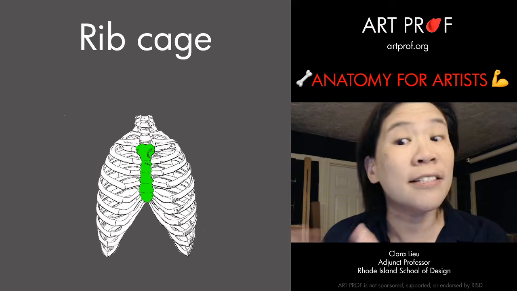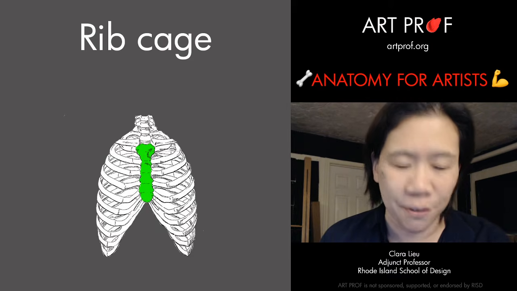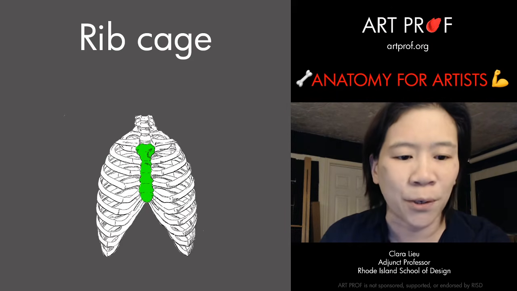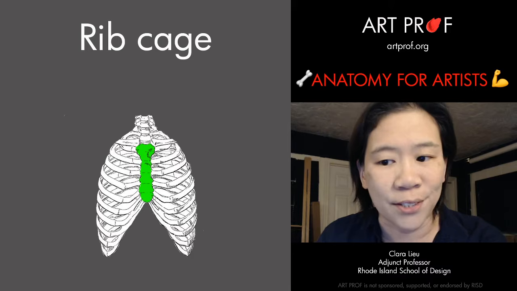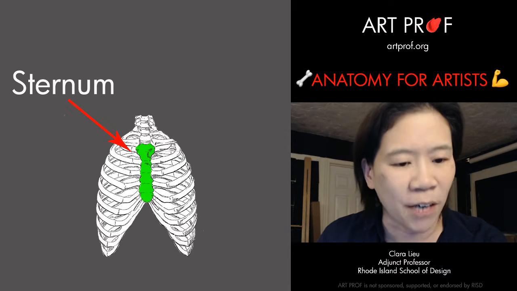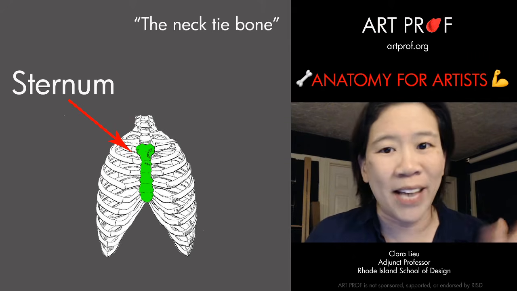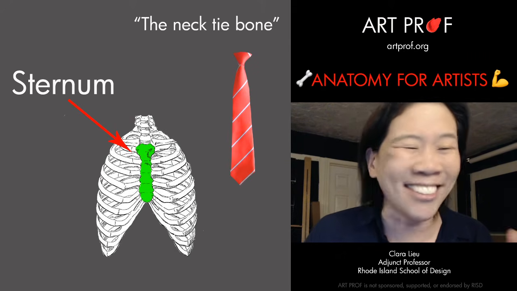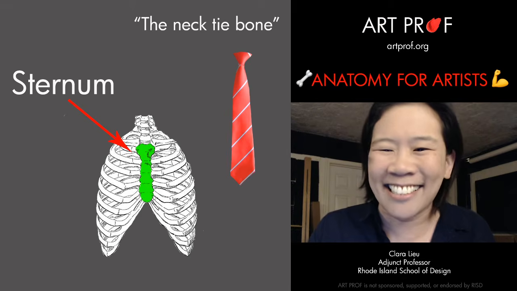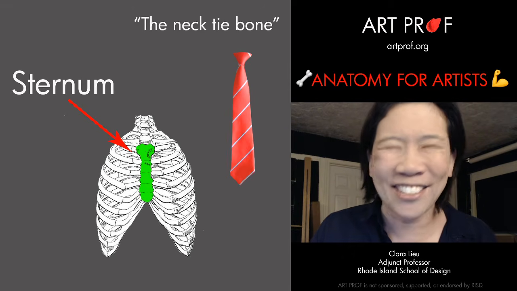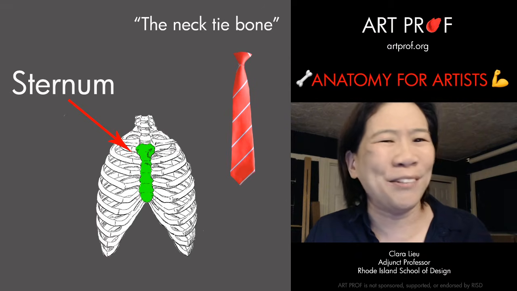Okay, now if we isolate the rib cage from the rest of the figure, now we can see a little bit more clearly where the center line is going to be. So here again, we've got our sternum, and I like to call the sternum the necktie bone. You know why? It looks just like a necktie. Look at that. Isn't that super convenient? It's also funny to me that it's exactly where you wear a necktie.